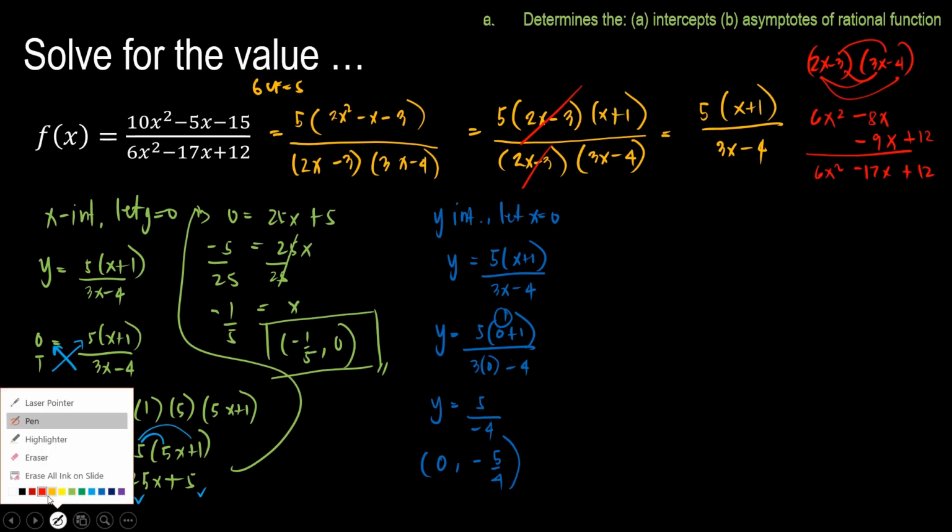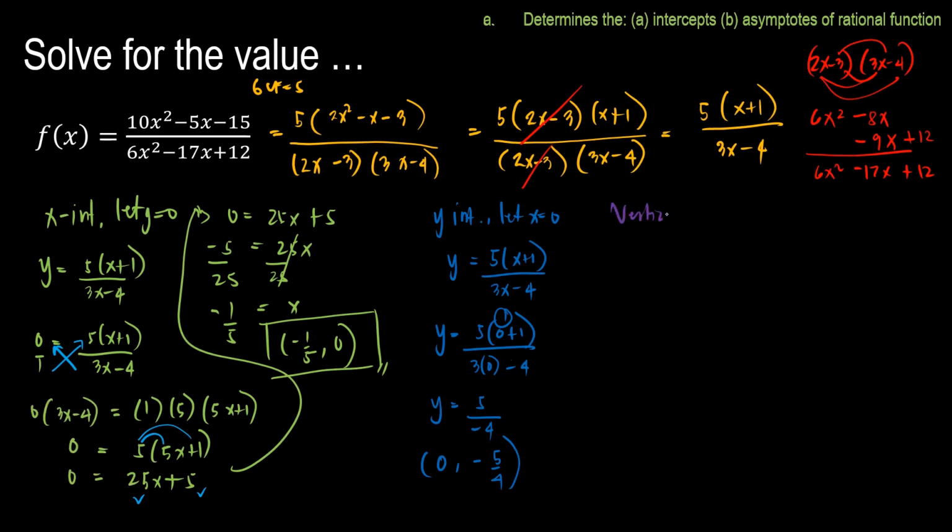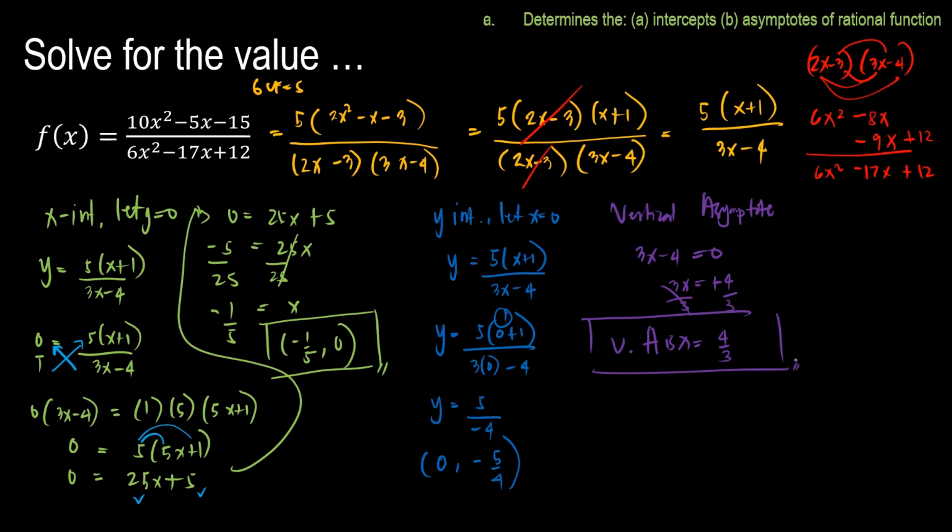So now, next, let's have the horizontal asymptote. Vertical asymptote rather. Since our denominator is 3x minus 4, equate it to 0. So we have 3x is equal to positive 4, all over 3, so that we can get the value of x, which is 4 over 3. So the vertical asymptote is x is equal to 4/3. Okay?